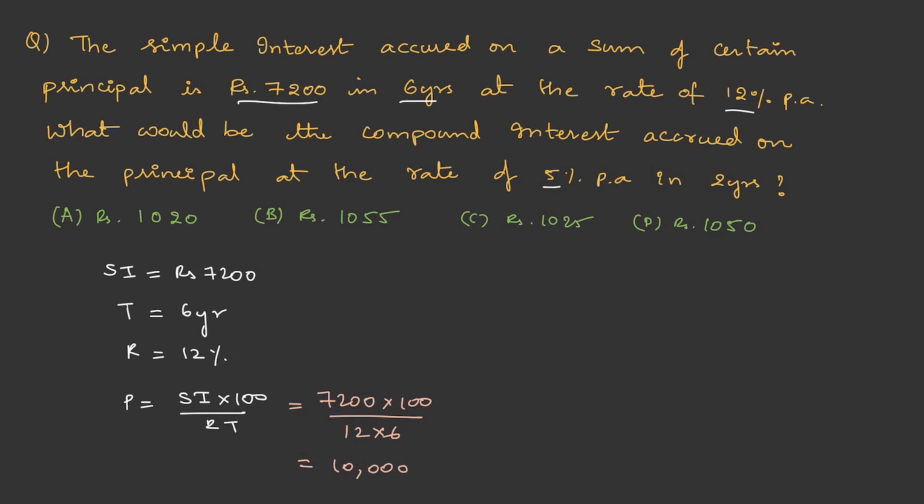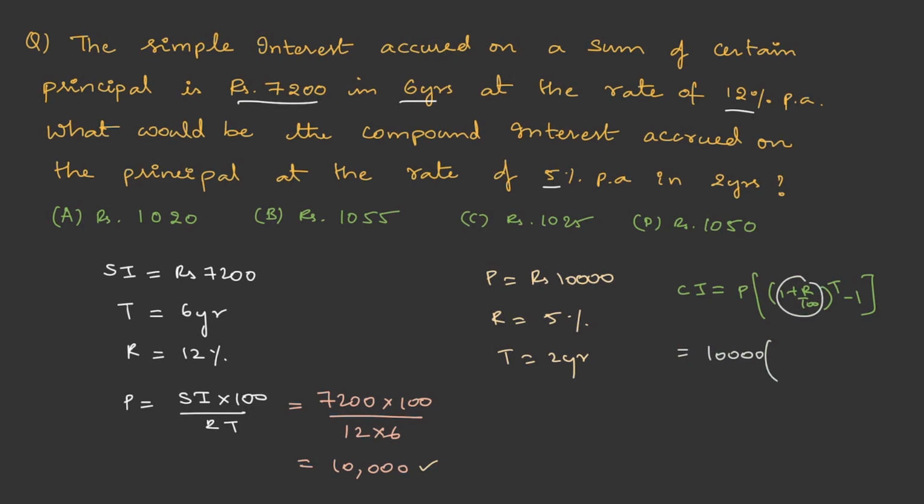Now for the compound interest, this value can be used as principal. So P is rupees 10,000, then rate for compound interest is 5% and time is 2 years. Now we already know the formula. Compound interest is P into (1 plus R by 100) power T minus 1. So this is 10,000 multiplied by this whole quantity will become 1.05 square minus 1. This is 0.1025. Therefore, the answer is rupees 1025. Therefore, the option is C.